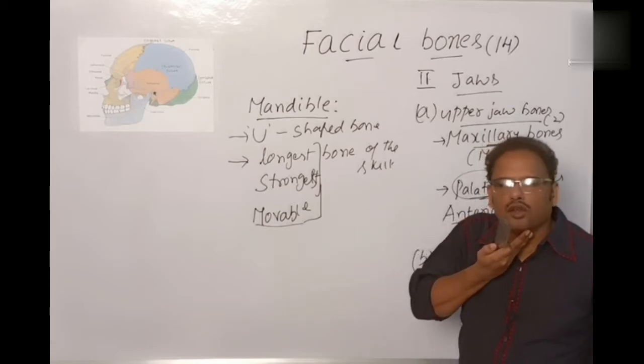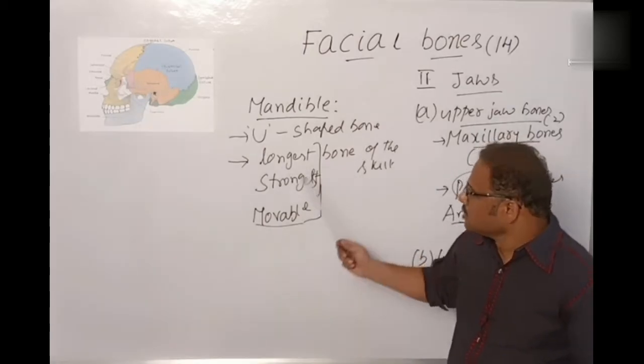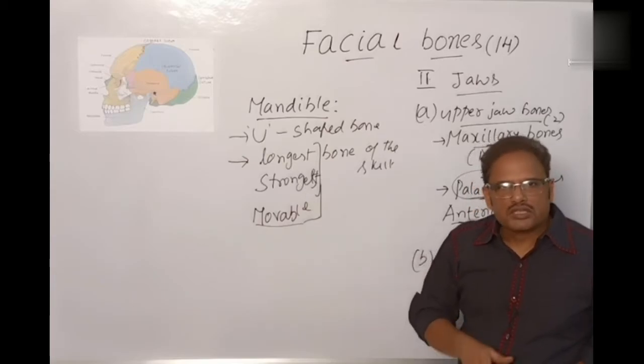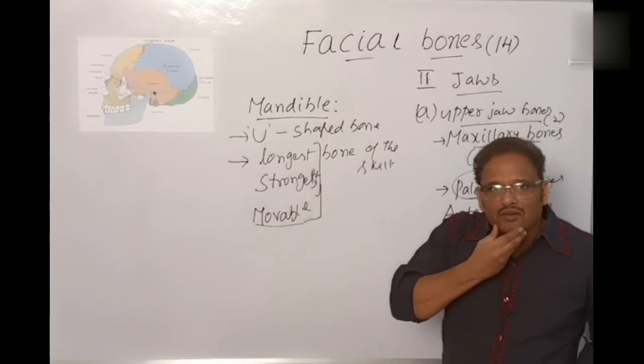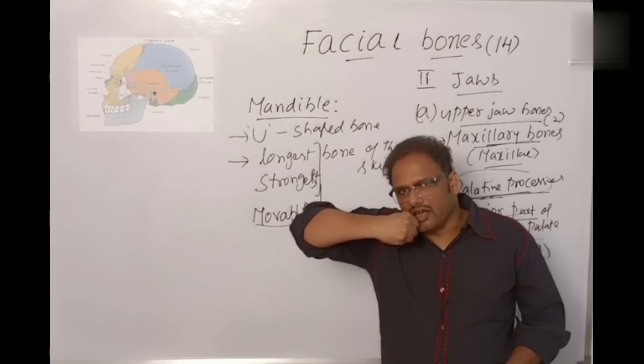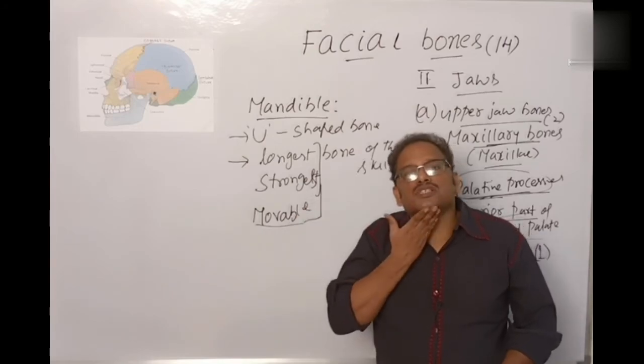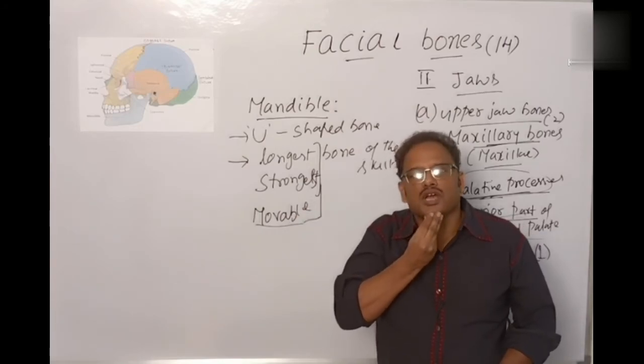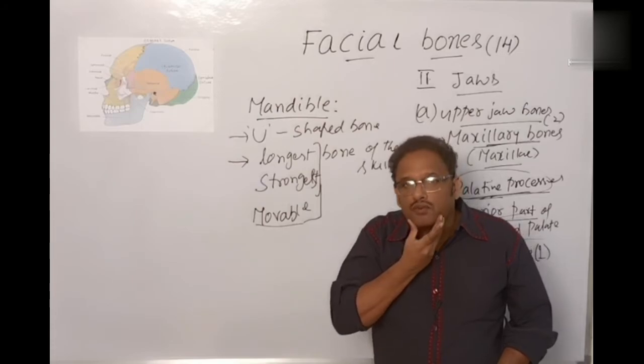Mandible. It's a very long bone, the longest and strongest bone of the skull. That's why you can bite the food. Even you can tear the ear like this. Jaw muscles are very strong here. These lower jaw muscles and bone are very strong.